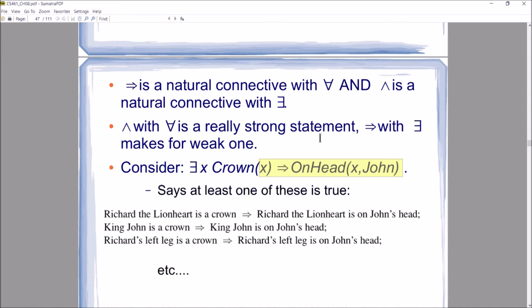So if you consider a sentence that looks like this: there exists something such that if it's a crown, then it's going to be on John's head. That's stating that at least one of these things is true. If Richard the Lionheart is a crown, then Richard the Lionheart is on John's head. If King John is a crown, then King John is on John's head, and so on.